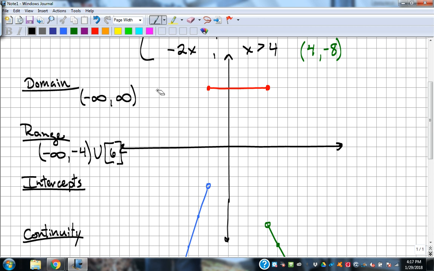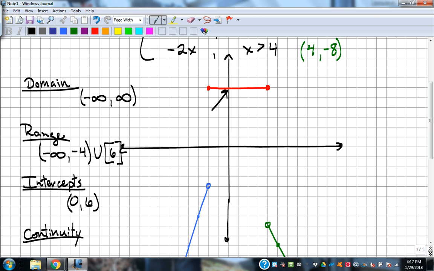Intercepts. What kind of intercepts can we have? X and Y. Okay. Does this one have either of those? It has a Y intercept. Where at? 0, 6. So the ordered pair is 0, 6 for that intercept.